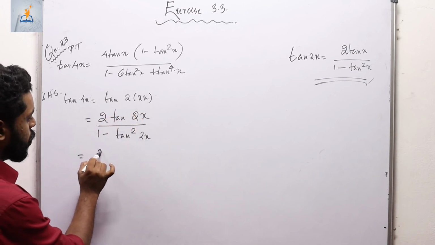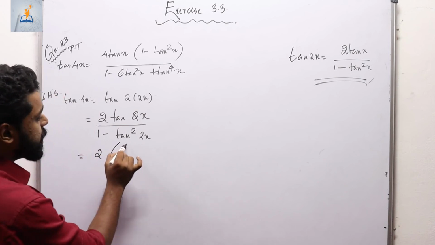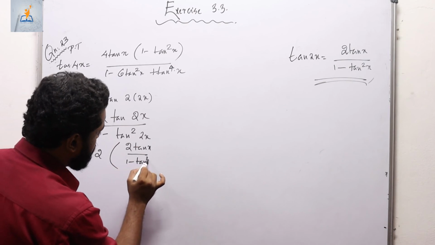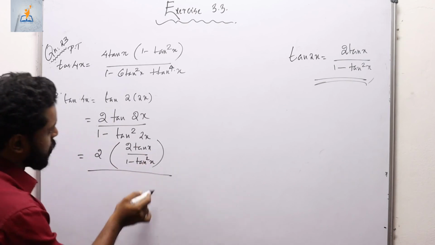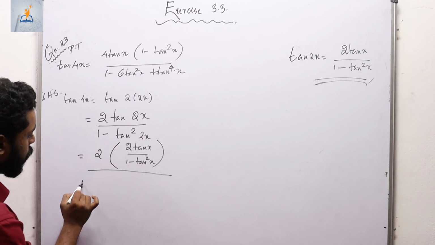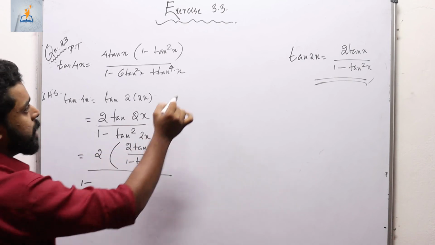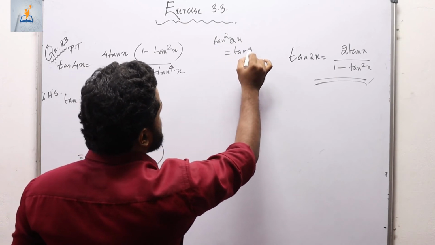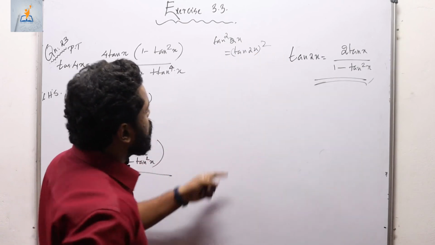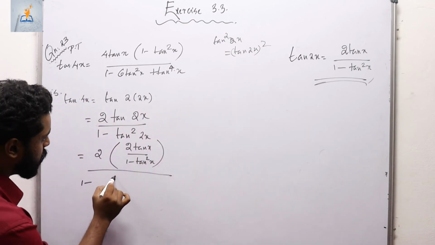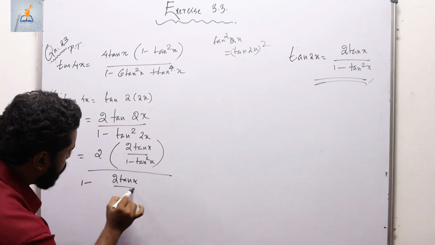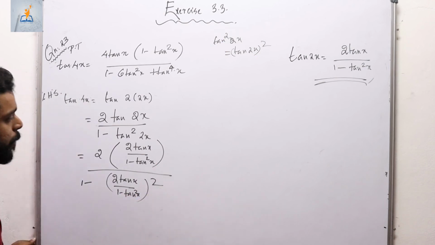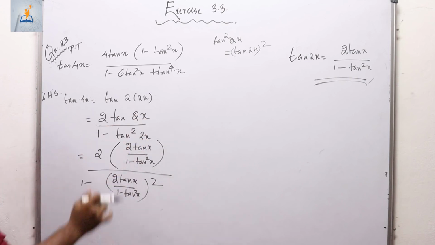So it is equal to 2 tan 2x, which is again 2 tan x divided by 1 minus tan square x, whole divided by 1 minus tan square 2x, which means tan 2x the whole square. Okay, so we have to find tan 2x the whole square. So it is again 2 tan x divided by 1 minus tan square x the whole square. Applying the formula over and over again in this simple equation.